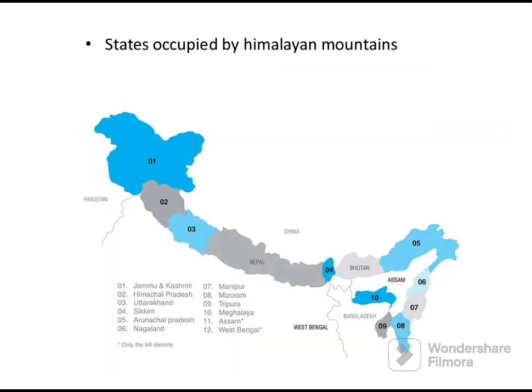Now in India, the northern states like Jammu and Kashmir, Union Territory like Ladakh, and then we have states like Himachal Pradesh right below Jammu and Kashmir, then we have Uttarakhand, then the state of Sikkim and Arunachal Pradesh, and countries like Nepal and Bhutan are completely occupied by the Himalayan belts. Now I hope class you get a crystal clear idea about the physical extent of Himalaya.